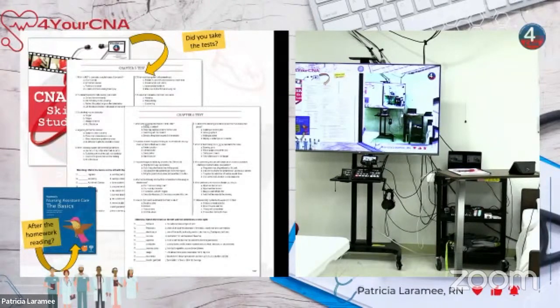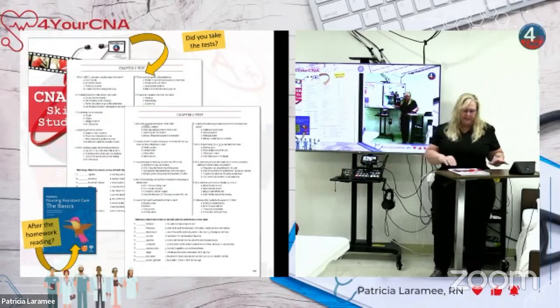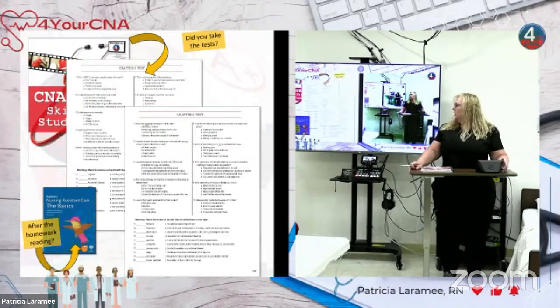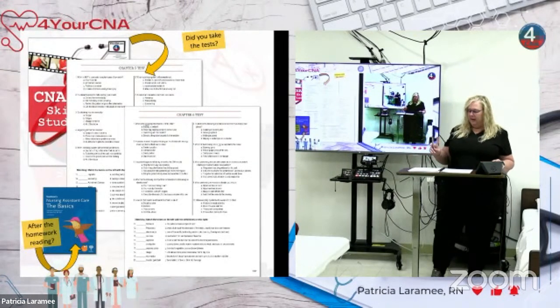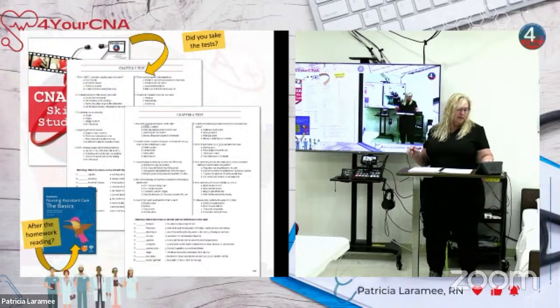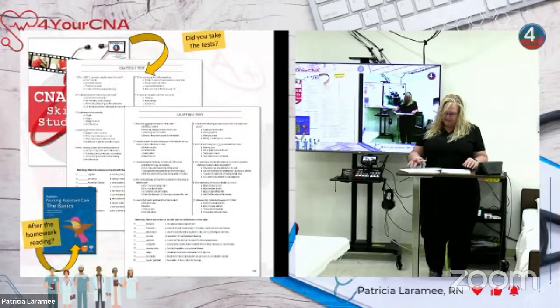All right, did you guys, and I know this has a blue book, I haven't updated the slides for this one yet, so it's a yellow book. Did you guys do the reading chapters 5 and 6? And did you take the test? Yes. All right, so let me go ahead and get your scores. This is for chapters 5 and 6.